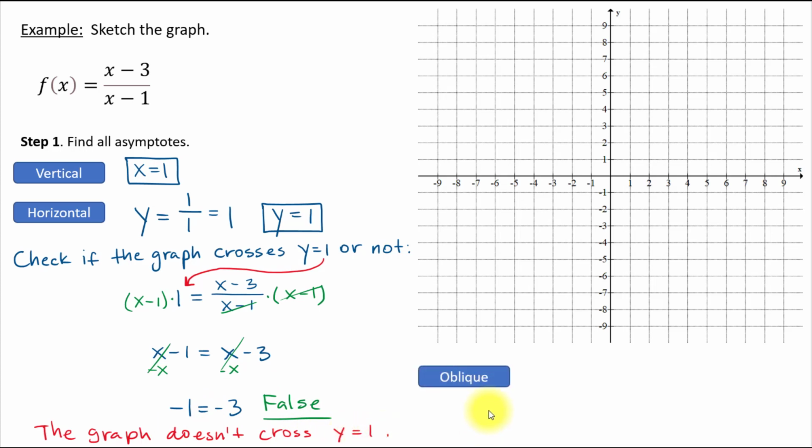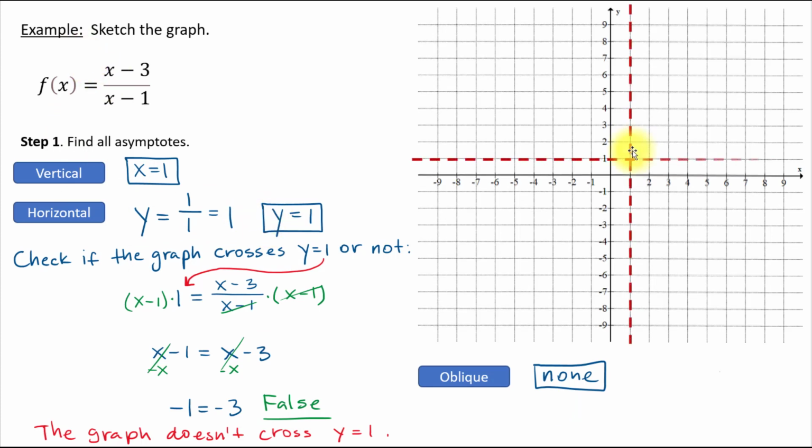And finally, the oblique or slant asymptote. Since the degree of the numerator is not 1 more than the degree of the denominator, the graph will not have an oblique asymptote. So we found one vertical and one horizontal asymptote, so let's graph them. So this is the vertical asymptote x equals 1 and the horizontal asymptote y equals 1. Let's go to step 2.